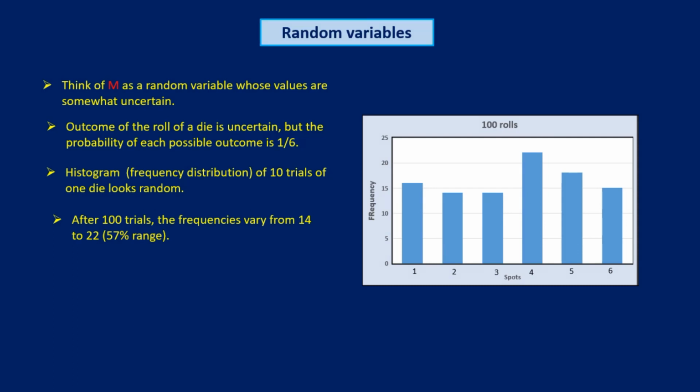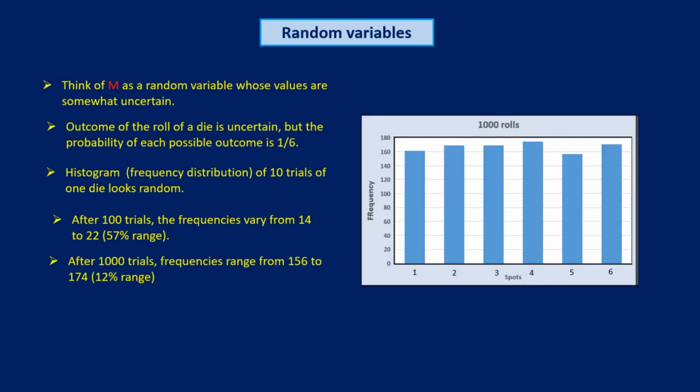But after 1,000 trials, the frequencies are beginning to even out. The least frequent outcome was the 5, which I rolled 156 times, and the most frequent was the 4, which I rolled 174 times. Since the probability of each outcome is the same, after enough trials, there will be hardly any variation at all among the 6 frequencies.